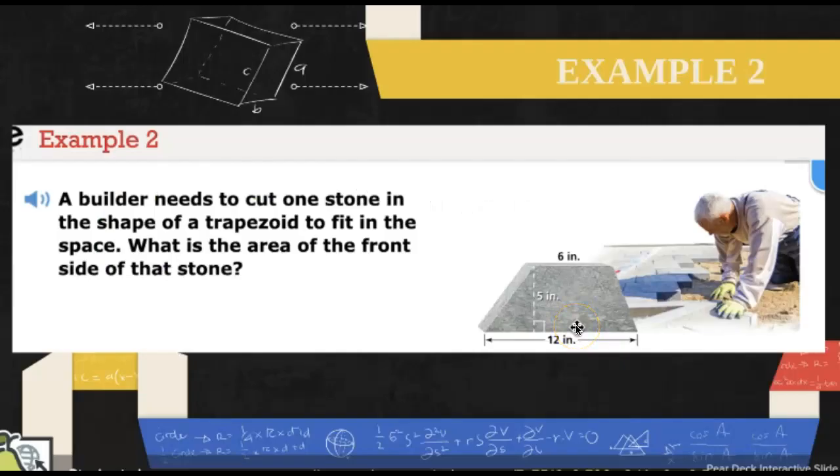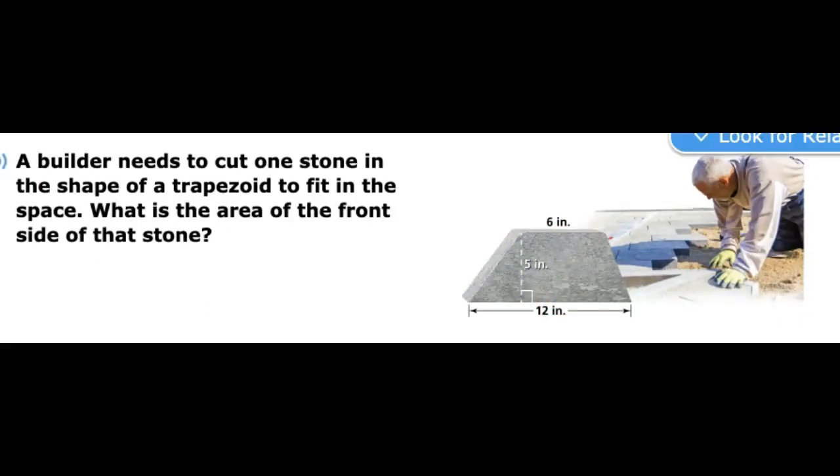Alright, so we have example number 2. A builder needs to cut one stone in the shape of a trapezoid to fit in the space. What is the area of the front side of the stone? Do you see the front side of the stone is in a trapezoid shape? So let's find the area of this trapezoid. Again, looking back, a builder needs to cut one stone in the shape of a trapezoid to fit in the space. What is the area in the front of the stone?